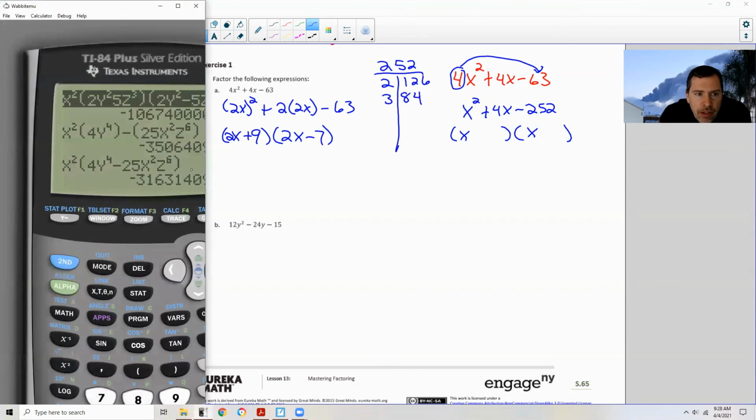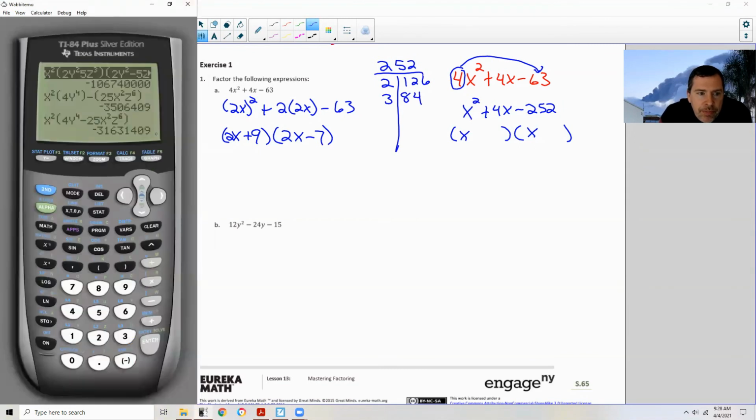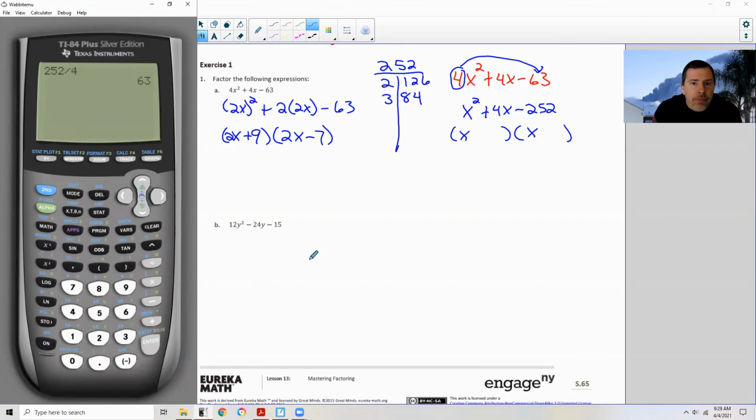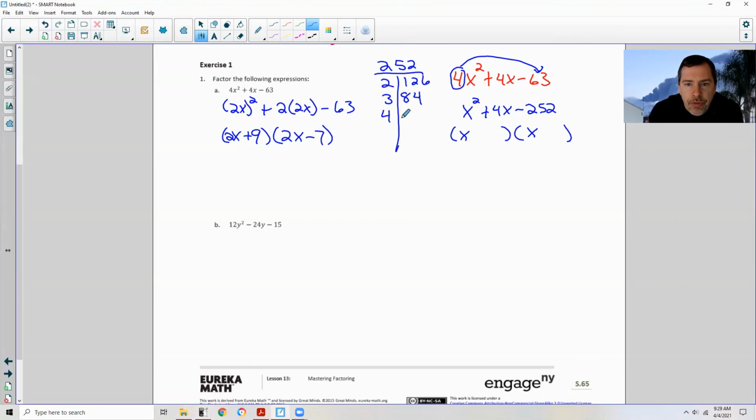And this is kind of a large number, so I'll use my calculator. You decide which way you want to do this. 252 divided by 4. Whoops, what's going on here? 252 divided by 4 is 63. 4 times 63. So what am I looking for? I'm looking for a difference of 4. Well, these are huge. This is 59, so I got to keep going.